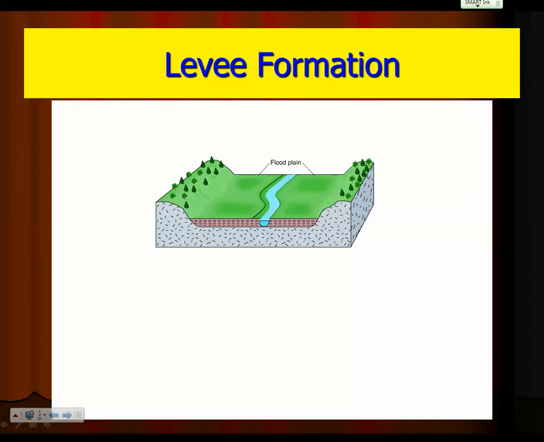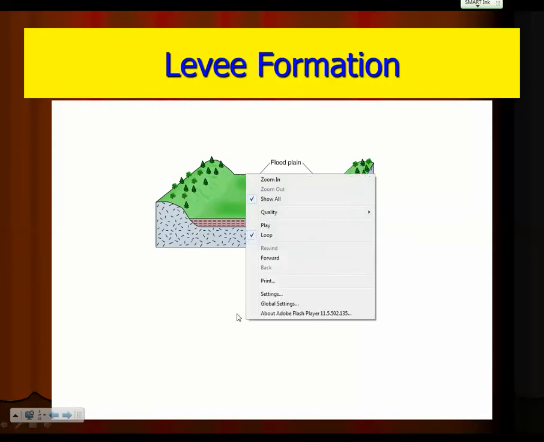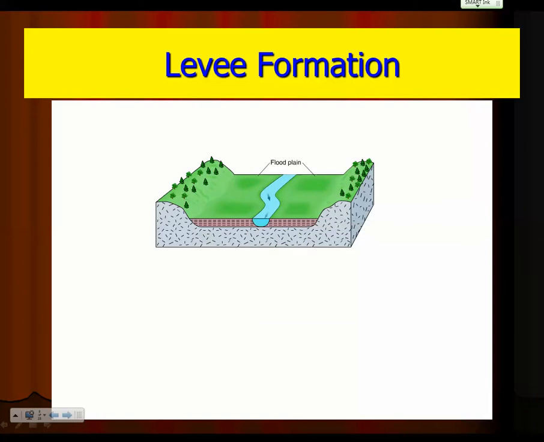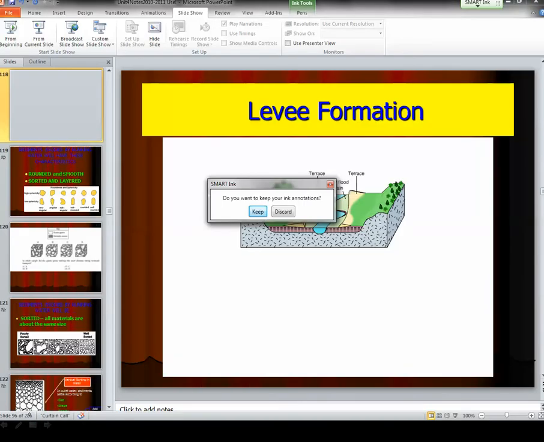All right, levee formation. Now levees form after a flood. That water that floods out there deposits a lot of its sediments on the sides, and that forms a natural barrier, which we call a levee. And that kind of keeps the water in a nice channel normally until the next flood. And that's it. Hopefully you guys learned something about stream flow and young streams versus old streams.